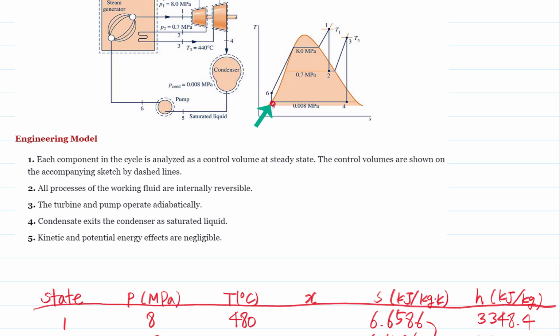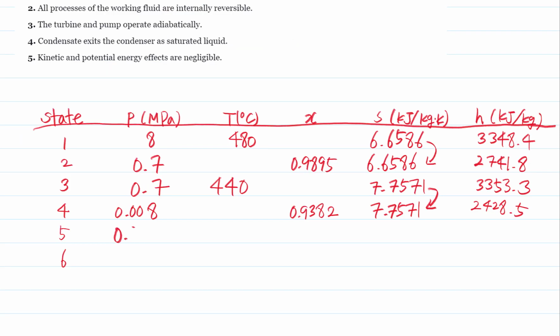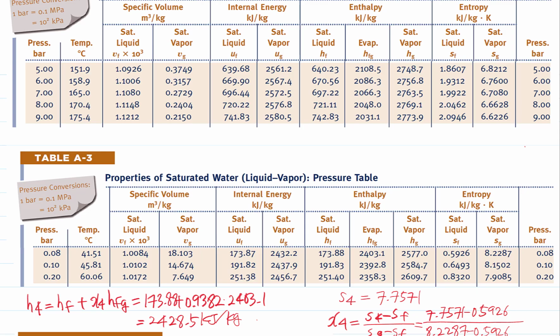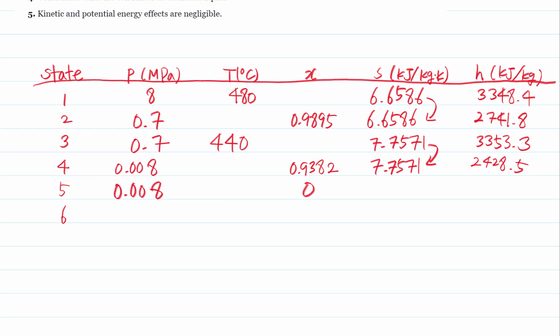So at state 5, the pressure is 0.008 megapascal. It is a saturated liquid, so the quality is 0. See table A3 again. At 0.08 bar, enthalpy for the saturated liquid. This is H5.